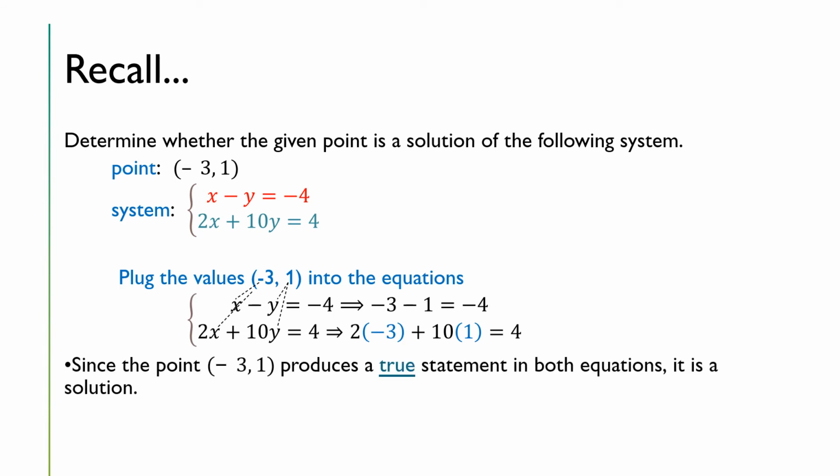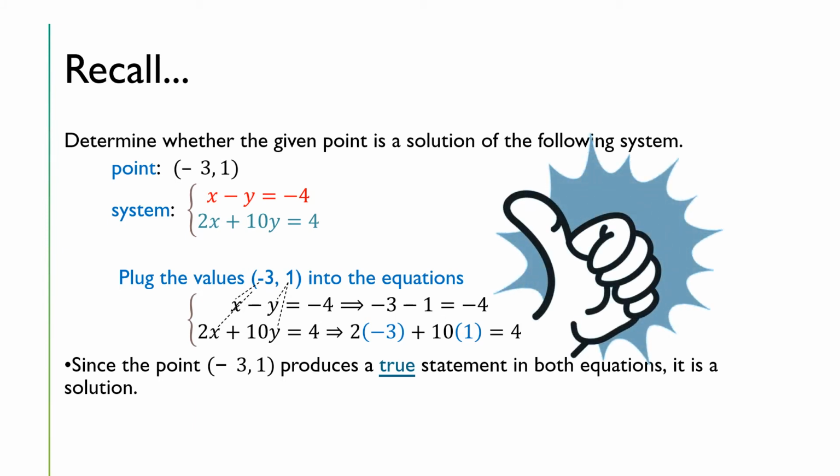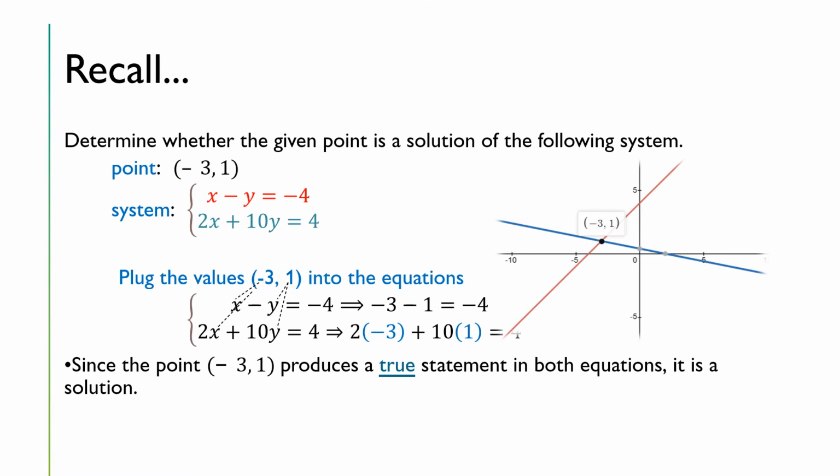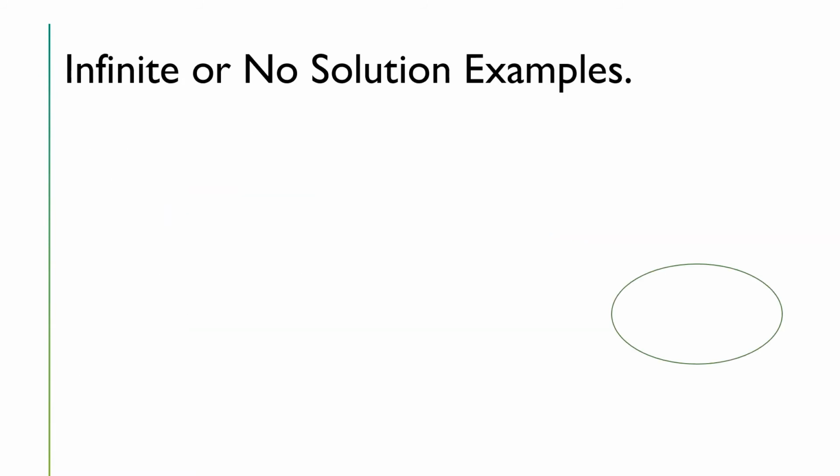So yes, it is a solution after checking. And this is another verification by graphing. Now, sometimes when we solve a system of two equations with two unknowns, we get infinite solutions or no solutions. So we're going to see the first example of no solution.